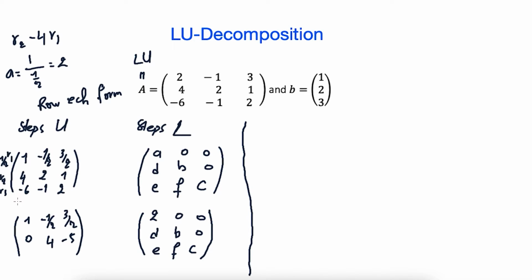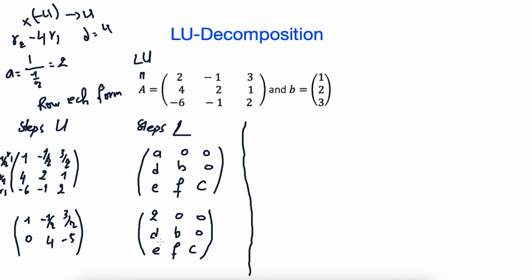And for this D here, this row we multiplied by -4, with the multiplier -4, so we will take its inverse. The inverse of -4 is 4, so that means this D here is equal to 4, the inverse of the multiplier.